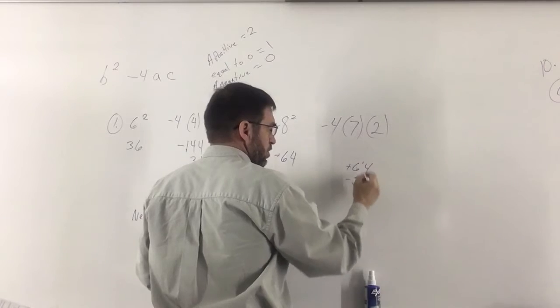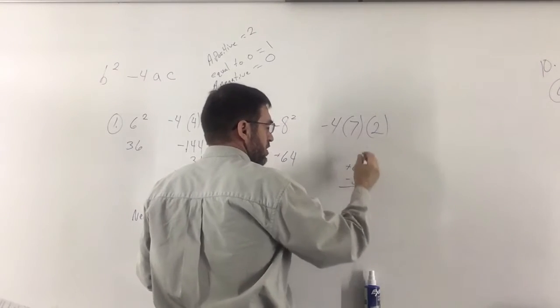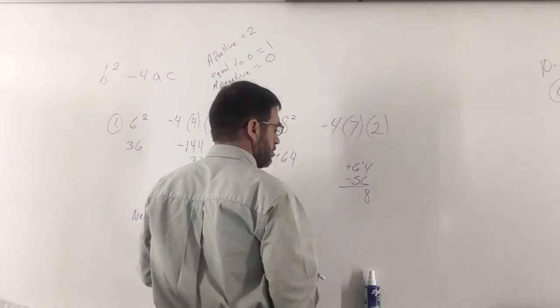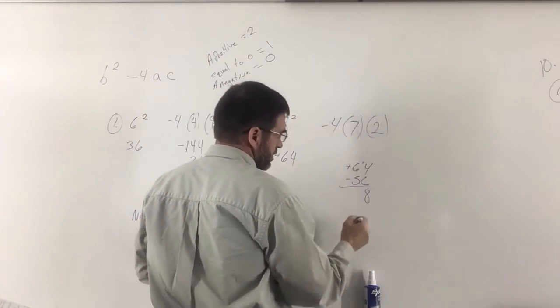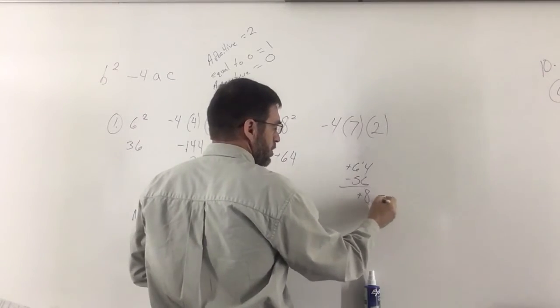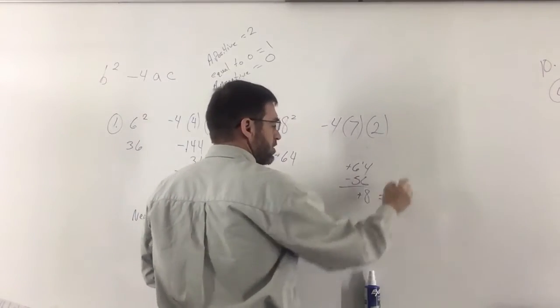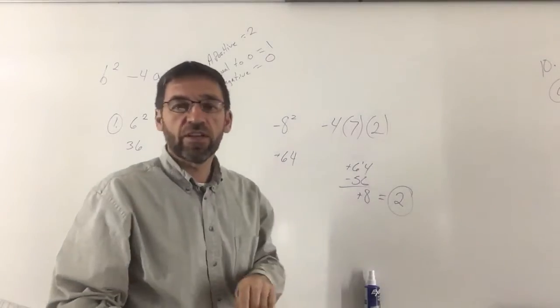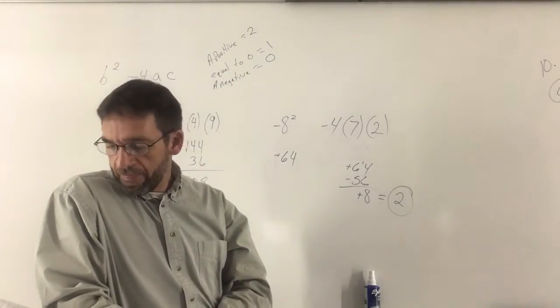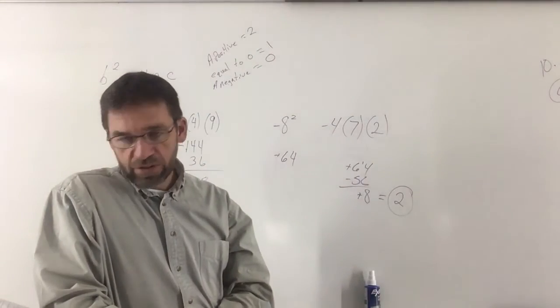And I go 6 from 14 is going to make me 8. That's it. So it's 8 positive is my answer. I'll use the biggest sign. And that's going to equal 2 solutions. It's a positive answer. So I get 2 solutions for number 7. That's the same if it comes up to 0.